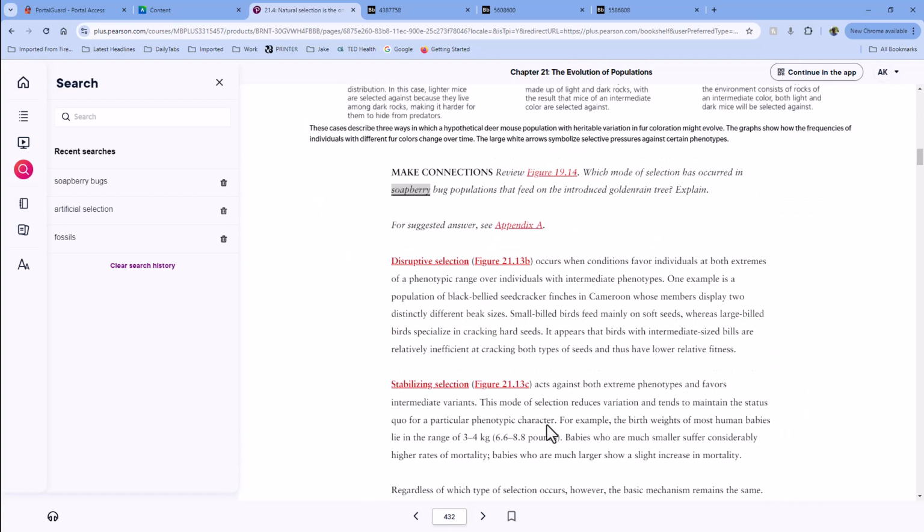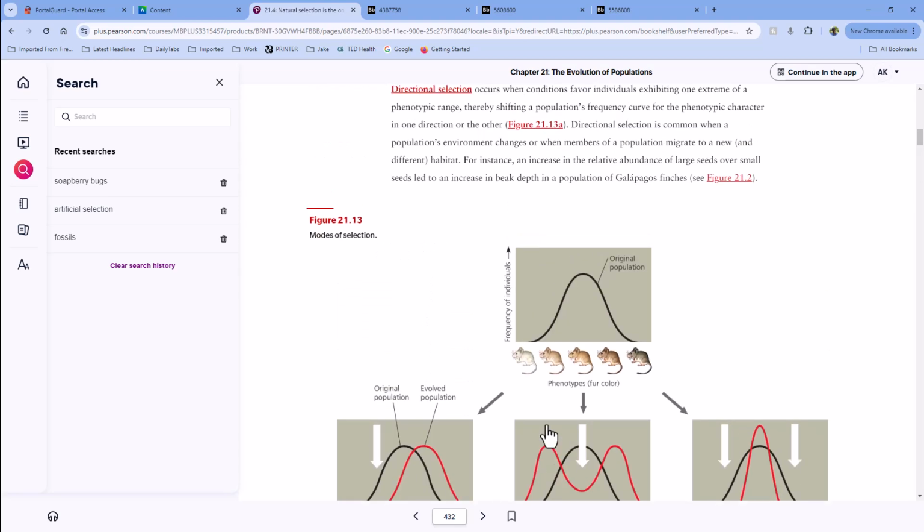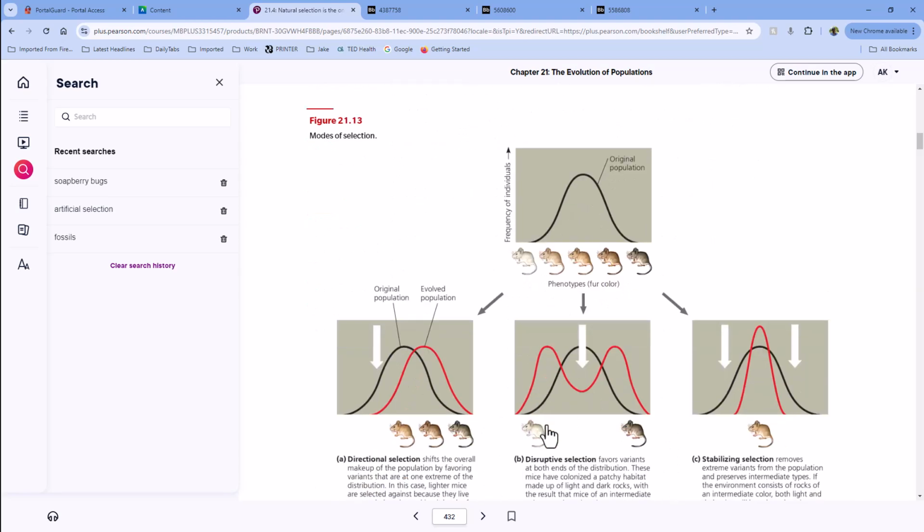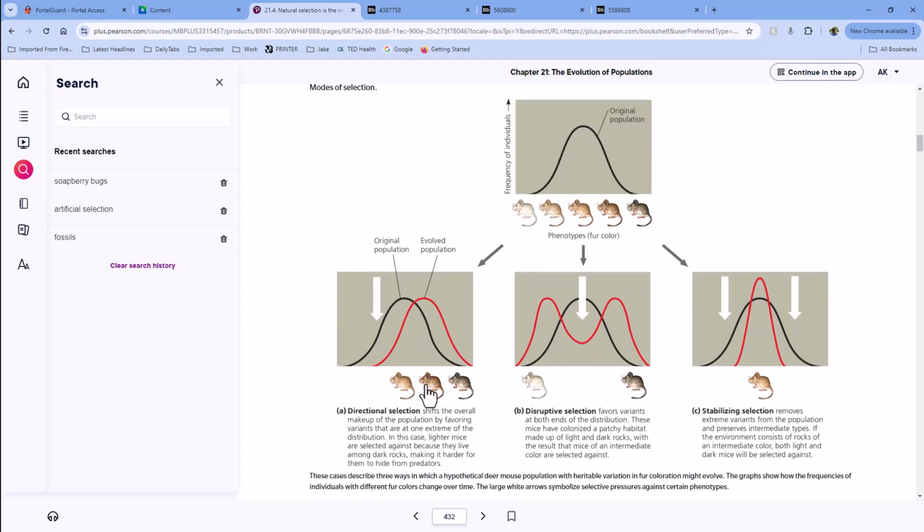And so here are our 3 examples of natural selection: directional, disruptive, and stabilizing. And again, make sure you describe, do not just list, if you want full credit for that. And that's figure 21.13.